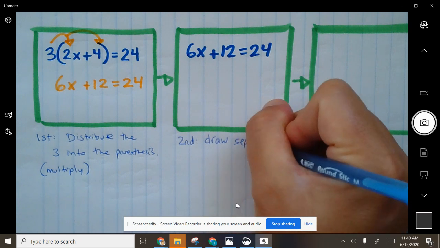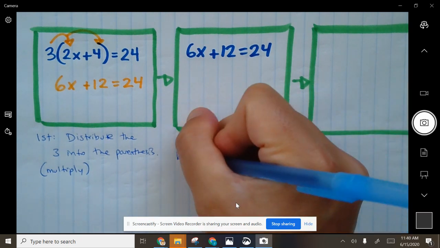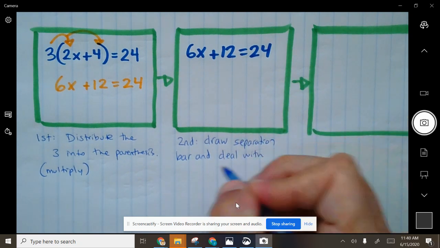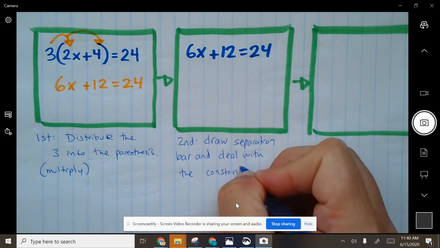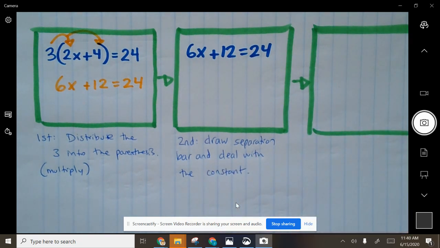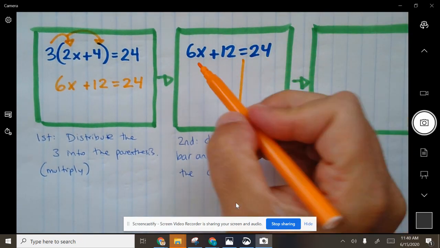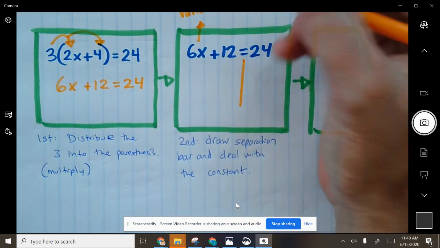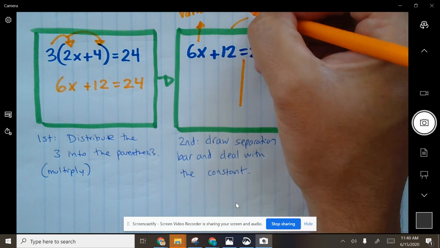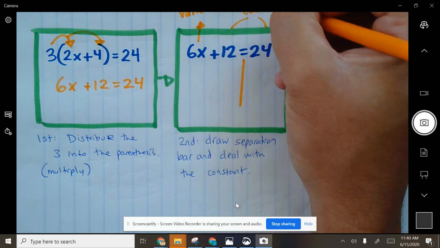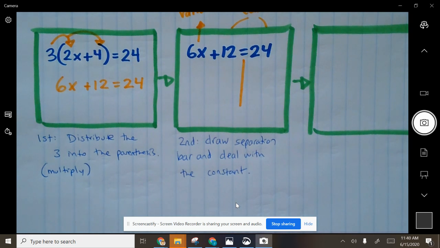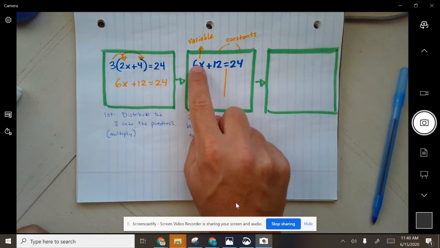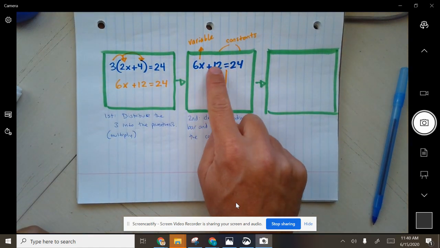Draw a separation bar and deal with the constant. And I'll show you what I mean. So you draw your separation bar. Again, this is the variable with the letters. These are both constants. And your whole goal, ooh, you can't see that, my bad. This is your variable with your coefficient 6 of the variable, 6 x's. And these numbers here are your constants.